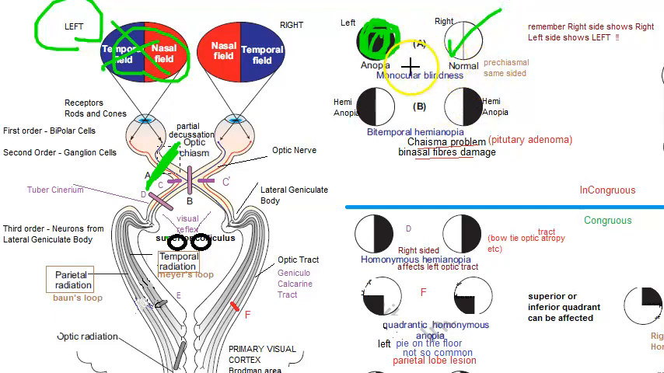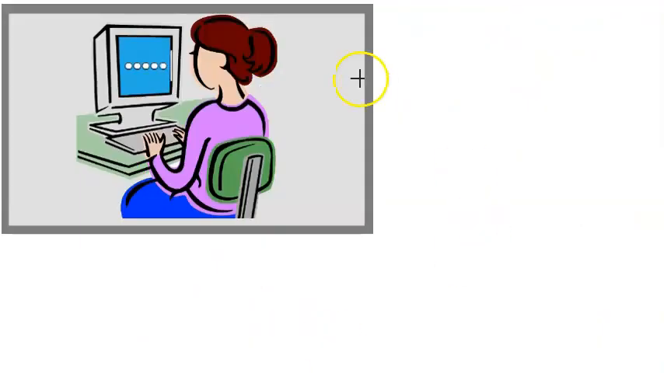So this is monocular blindness. One eye has a problem. One eye anopia, completely not at all visible. This is monocular blindness. So this is before the optic chiasma, some problem has happened. Okay, that much you can say.